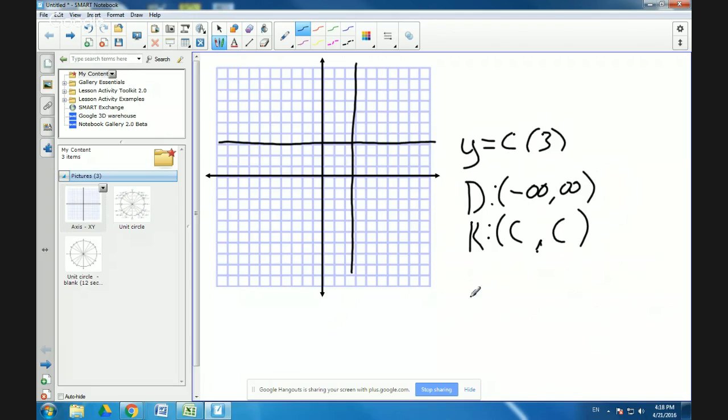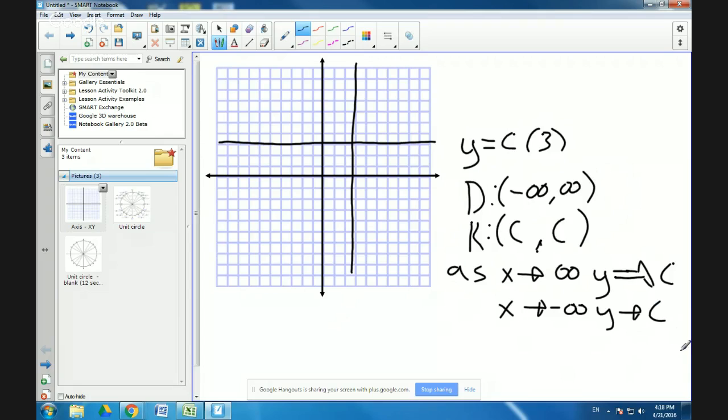So anyways, the end behavior you get for this is as x approaches infinity, y will approach c. And as x approaches negative infinity, y approaches c. All right, and that is it for families of graphs.